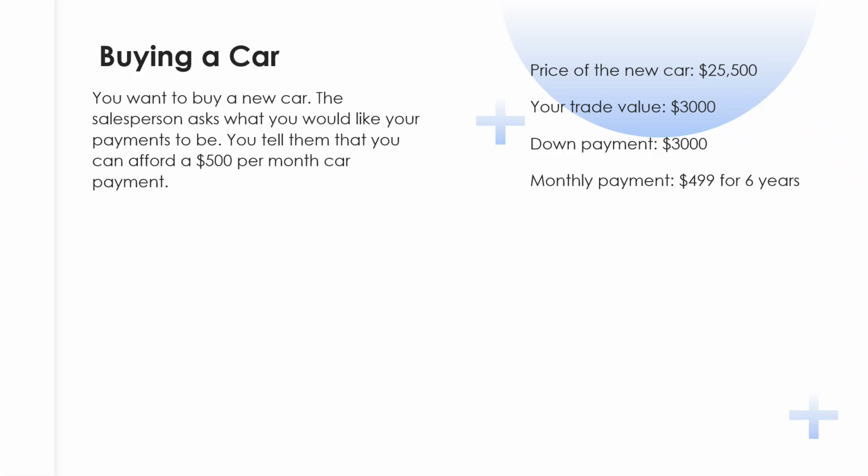And the salesperson says, okay, wonderful. And we're going to give you $3,000 for your trade. And the car that you're looking at is $25,500. That's going to be the total price of the car. That's tax, tag, title, all the fees and everything. And you think, you know what? That's wonderful. And they got my monthly payment at $499 for 6 years. Well, that's great, right? I mean, the payment is less than what you want. Everything looks great. Well, let's take a look here.